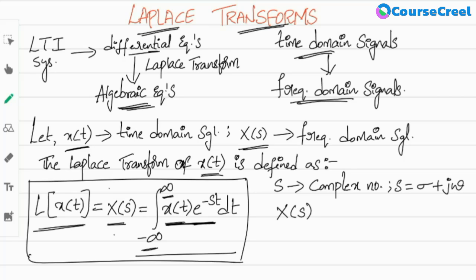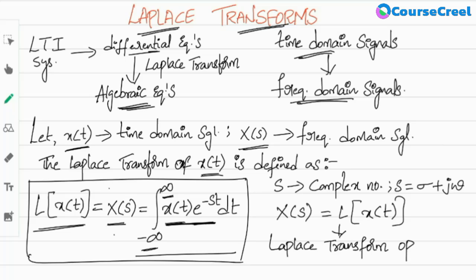So this x of s is nothing but the Laplace transform of x of t, where L is the Laplace transform operator. This Laplace transform operator helps in converting the time domain function x of t to the frequency domain function x of s. So this is about Laplace transform, which converts differential equations to algebraic equations, or time domain signals to frequency domain signals.